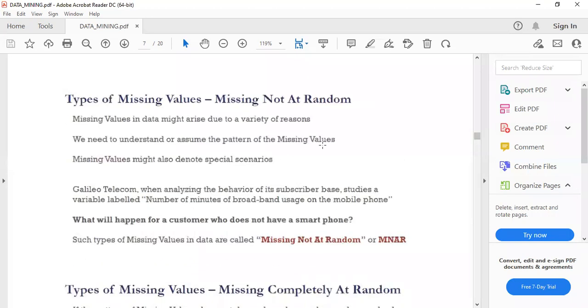Now types of missing values. Missing not at random, that is also something you have to learn. Just go through.